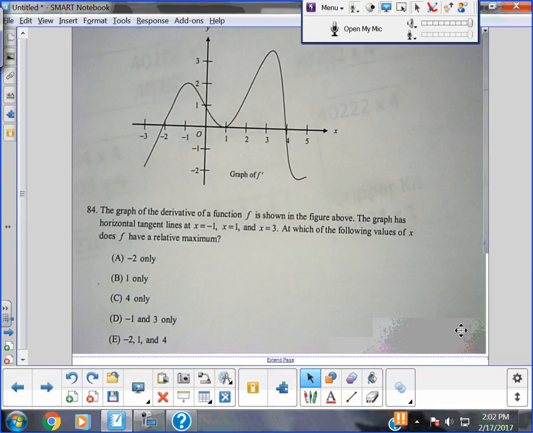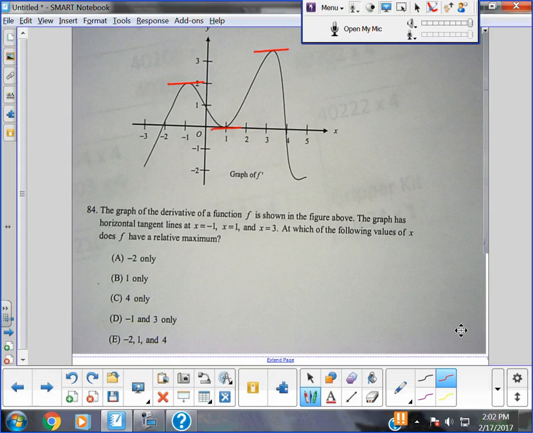All right, so everybody, pause the video because I'm going to go right into the solution if you want to see this. But here we go. The graph of the derivative of f is shown above. The graph has horizontal tangent lines at x equals negative 1, x equals 1, and x equals 3. At which of the following values of x does f have a relative maximum?